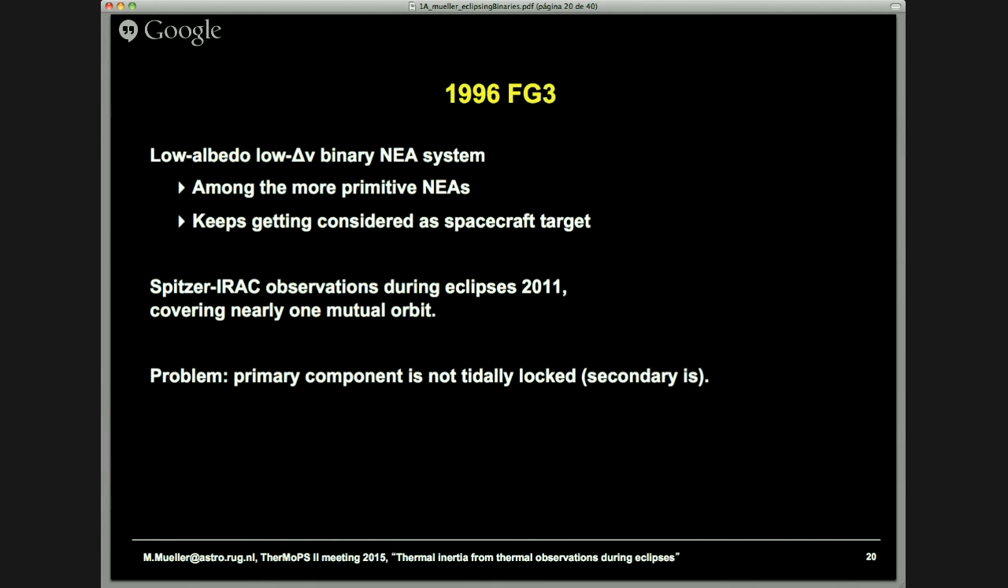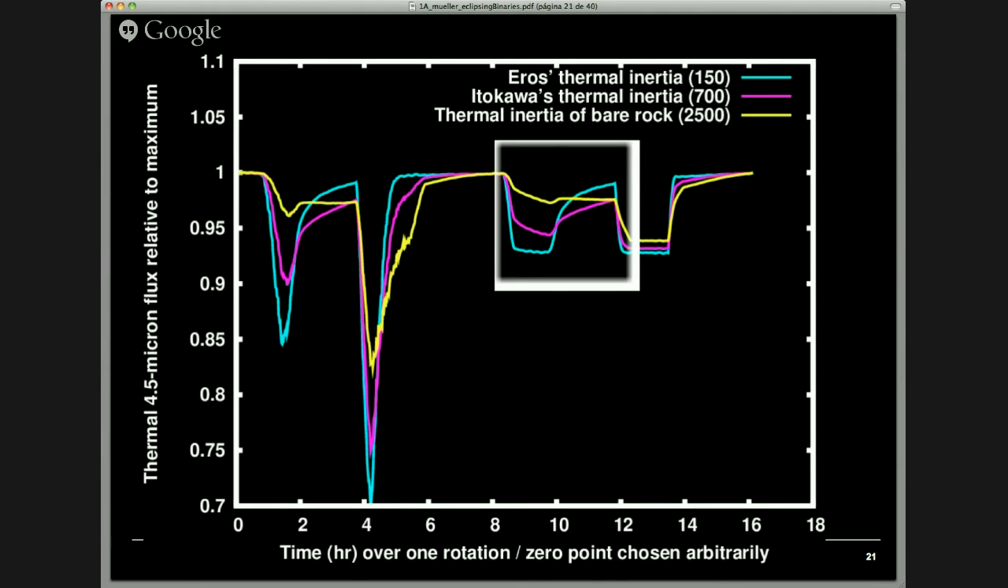Here's what my model predictions were, assuming spherical component shapes. And you really nicely see 4 different events. The first ones are where the small secondary does something to the primary. First one, I think, is where it casts shadow. The other one is where it hides part of it. So eclipse and occultation in my lingo.